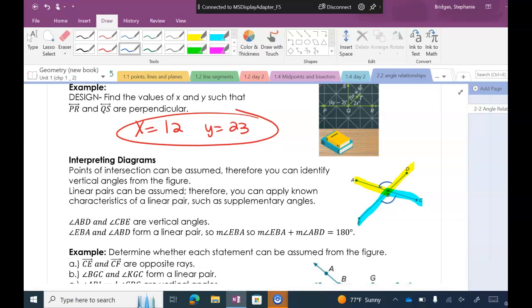And then it says that angle EBA, so let me erase and show where that is. EBA is this angle. And angle ABD, this angle, are a linear pair. And what do we know angles that are linear pairs add up to be? 180. So the measure of those two angles, because they are a linear pair, add up to be 180.